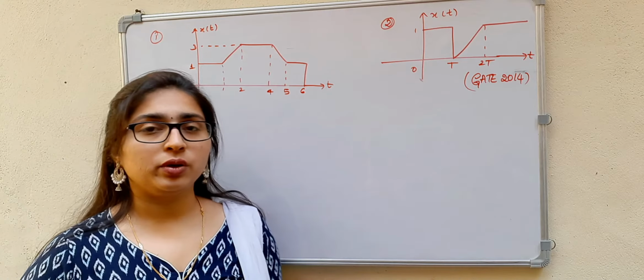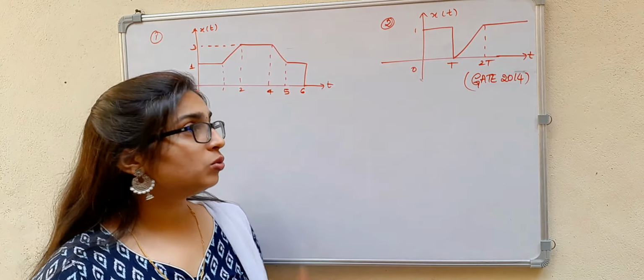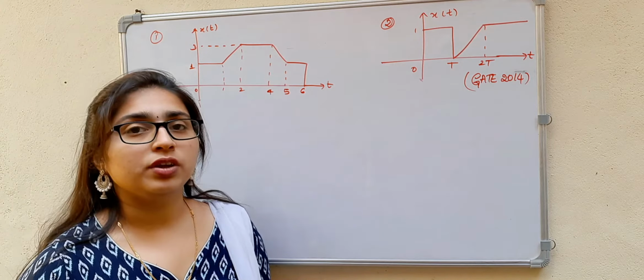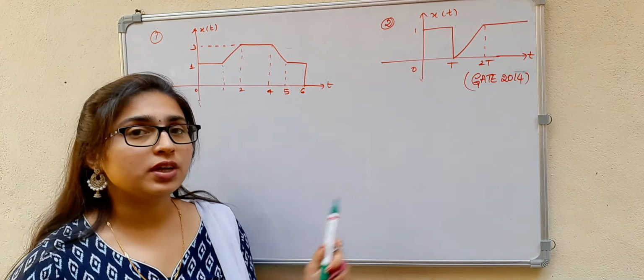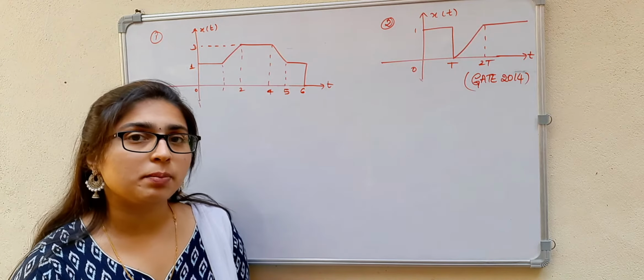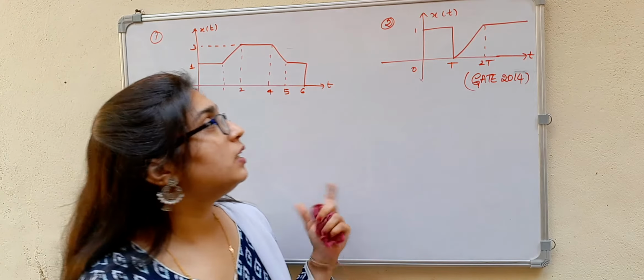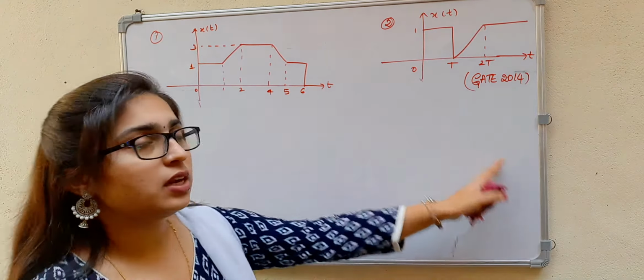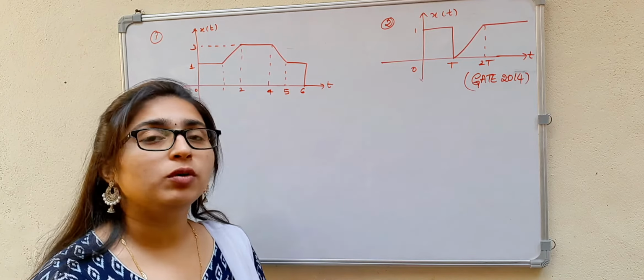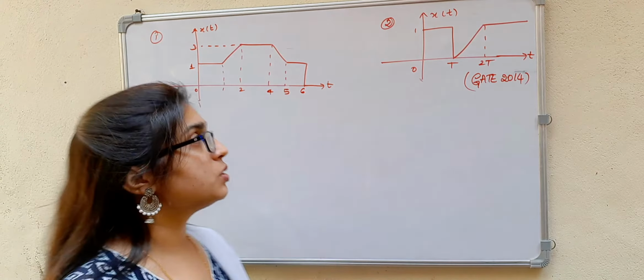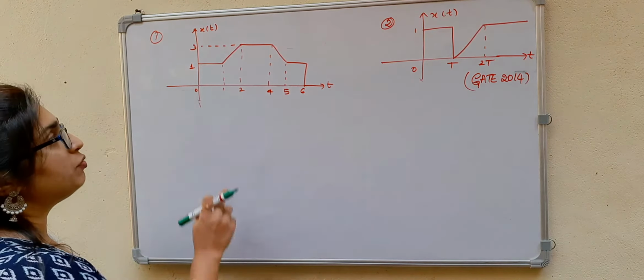So in the previous video we learned how to plot x of t, when x of t is a function of unit step and ramp functions. But here they will be giving you signals, and you have to write them in the form of unit step and ramp functions. Okay, so let us consider the first one.